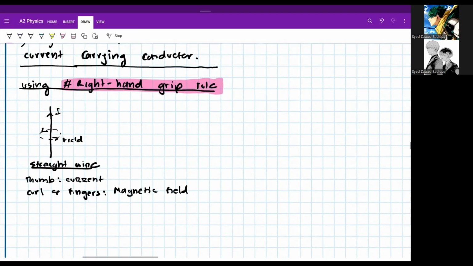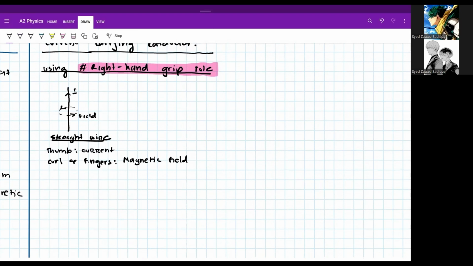Now, if I were to draw it, excuse me for my bad drawing. This is your thumb. These are your fingers, 1, 2, 3, 4. And so here goes your arm. Add a little bit of detail, the nails. So this is your thumb, and this is the curl of fingers.